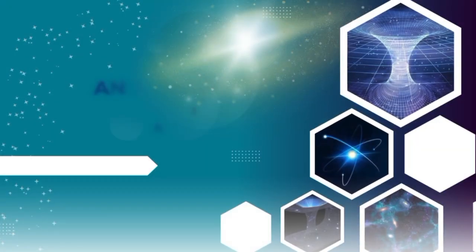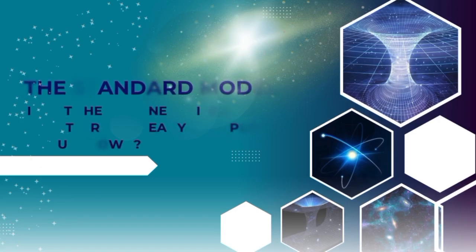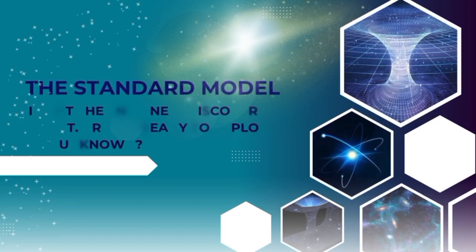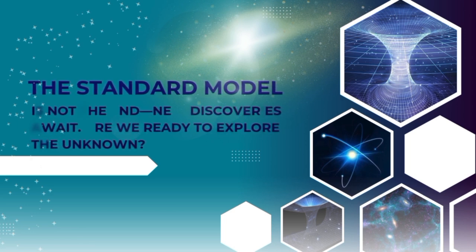The standard model shows us the universe is built from tiny, powerful pieces like quarks, leptons, and force carriers working in harmony. It explains much, from how stars shine to how your phone works. But the story isn't over. What lies beyond? Maybe dark matter, new particles, or answers to life's biggest mysteries.